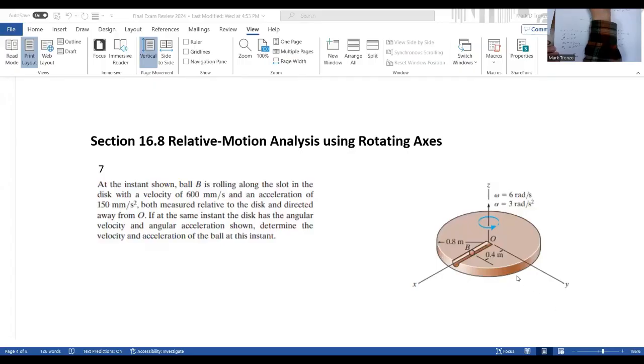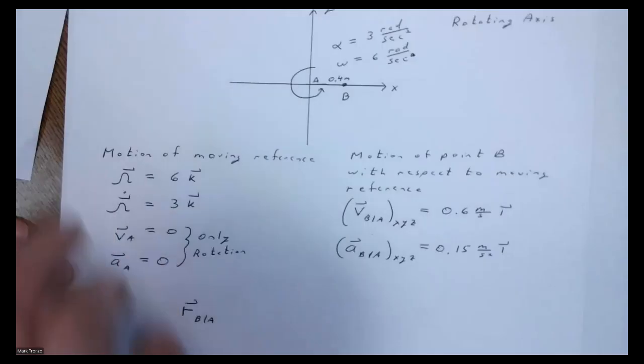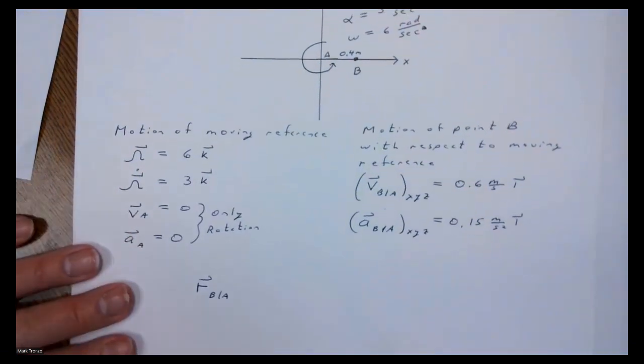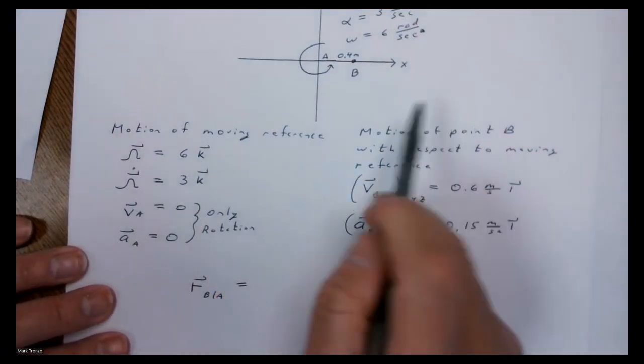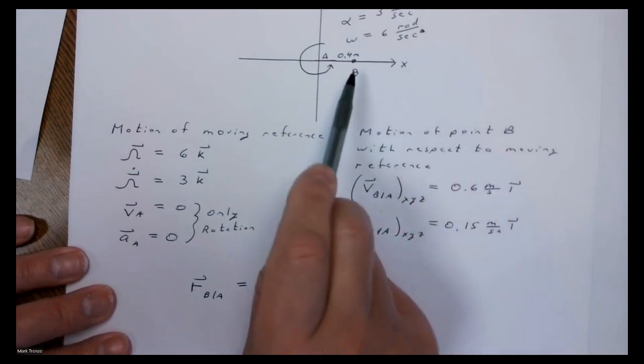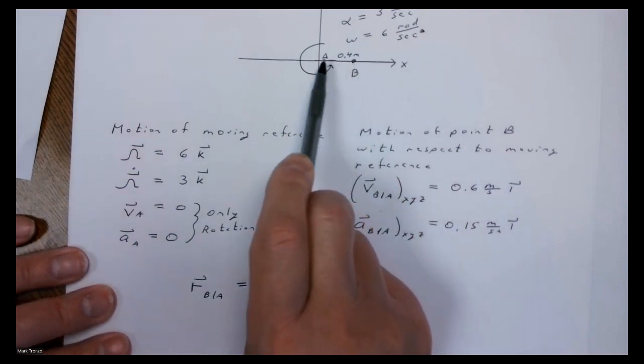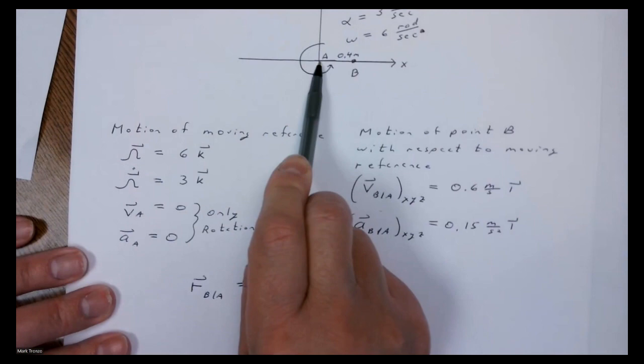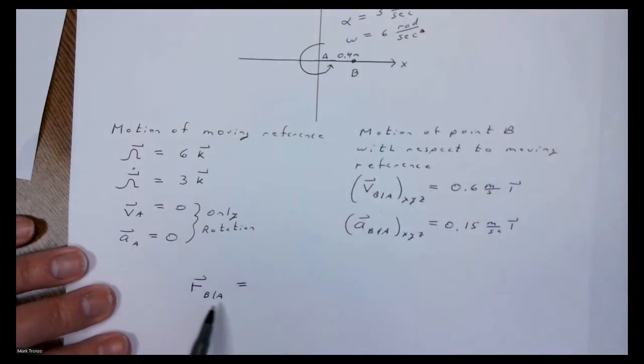At the time we're interested in, the ball is 0.4 meters from the center. So what would that be in this case? Remember, that's going to be what it's going to take to go from B to A. Excuse me, from A to B.